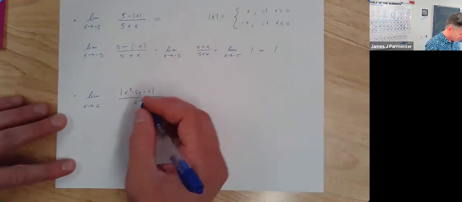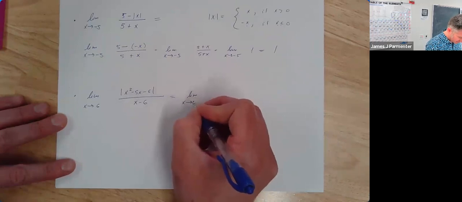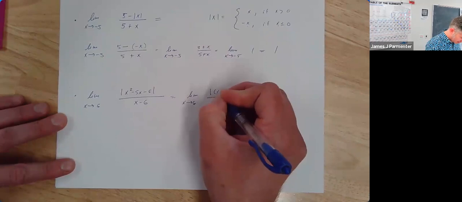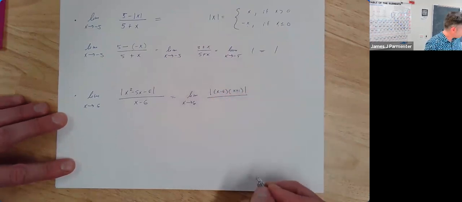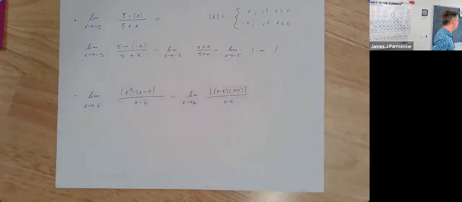So let's simplify this. Let's factor the top. I think the top factors as x minus 6 times x plus 1. Yeah, that seems right. Here's what I really want you to see. You can't cancel those x minus 6s yet. An absolute value is different than not being an absolute value, and they do not cancel each other out automatically. So what we have to do here is look at both sides of 6.